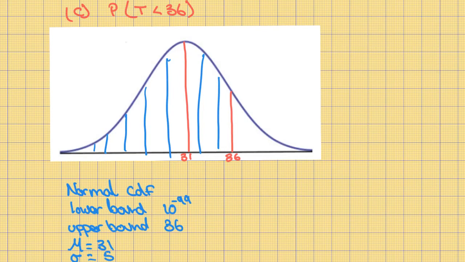Again, we use a normal CDF. Lower bound 10 to the power of minus 999, which is a very small number. Upper bound 36. Mu, which is our mean, is 31. Sigma, which is our standard deviation, is 5, which gives us the probability that T is less than 36 is equal to 0.841 to 3 significant figures.